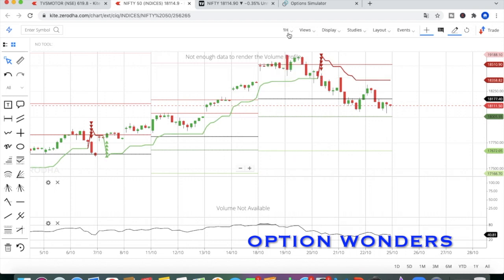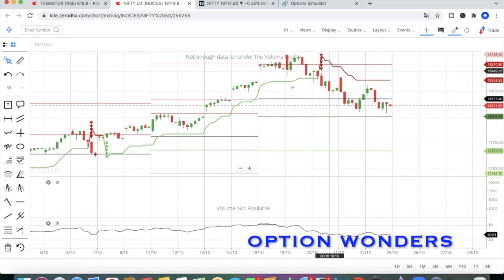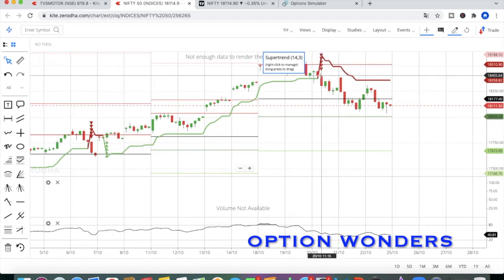In this strategy you have to take the 1 hour chart, and you are using the Supertrend indicator and pivot points. Now let's see what happened on the 20th. You can see here there was a downtrend. I think most of you know what Supertrend is: if the red comes, it shows a downtrend, and if the green comes, it shows an uptrend. There are a few rules you have to follow in this strategy.